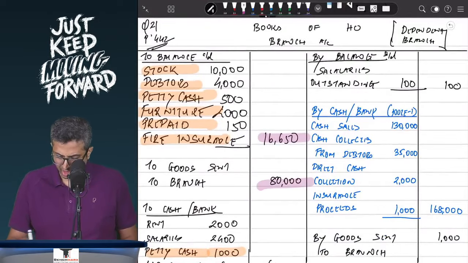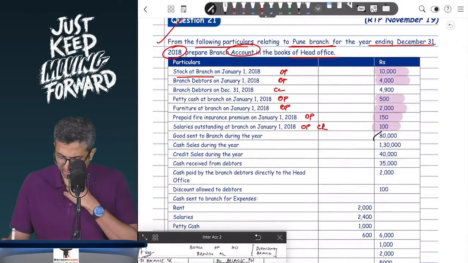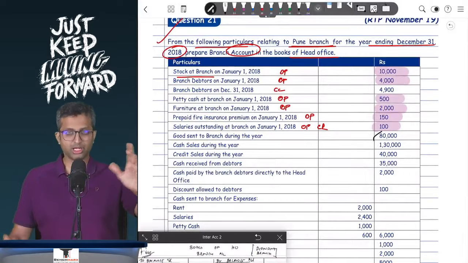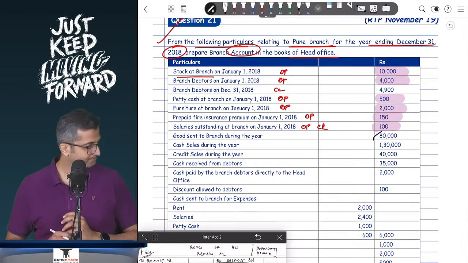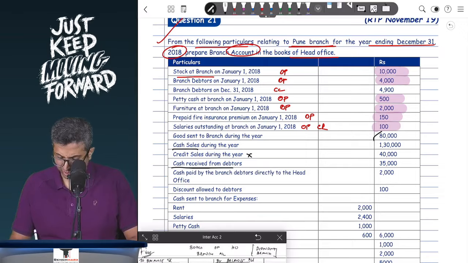80,000. Then you have cash sales, credit sales, cash receipt from debtors. Remember, usually what you take in the debtors method is cash remitted back. So over here you will have what? We will take 80,000 and then cash sales, credit sales, so we will not take. Cash receipt from debtors, cash paid by the branch debtors directly to head office.